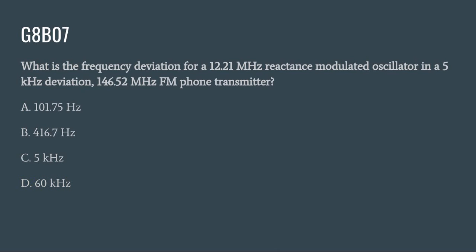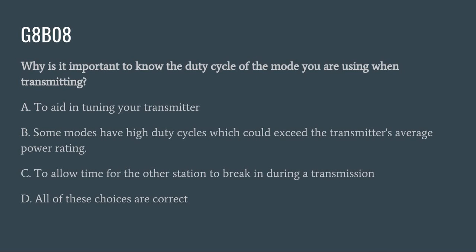16 kHz. G8B07, what is the frequency deviation for a 12.21 MHz reactance modulated oscillator in a 5 kHz deviation, 146.520 MHz phone transmitter? A. 101.75 Hertz, B. 416.7 Hertz, C. 5 kilohertz, or D. 60 kilohertz. Correct answer here B. 416.7 Hertz.